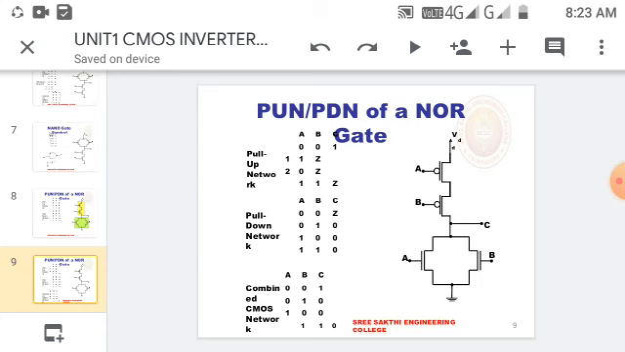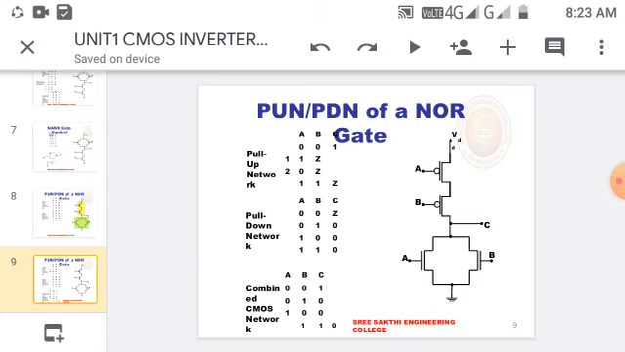Similarly for 0 1, A is 0, so that PMOS conducts. B is 1, so that one does not. Here we are considering A as 0 and B as 1. With the reverse condition, you are getting the output as 0.